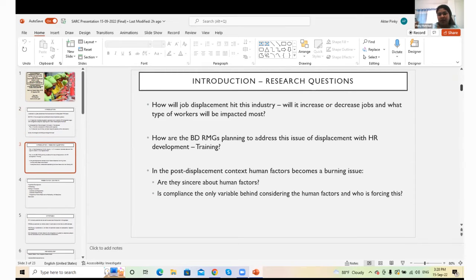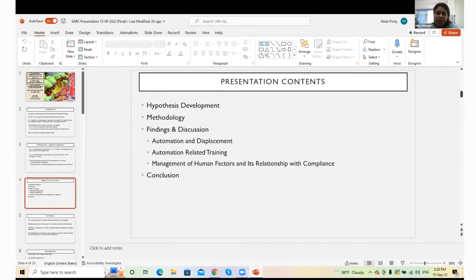I am trying to get the answers to these questions through my paper. The first research question is, how will job displacement hit this industry? Will it decrease or increase jobs? And what type of workers will be impacted most? How are the Bangladeshi RMGs planning to address this issue of displacement with HR development and training? And the third question is, in the post-displacement context, human factors become a burning issue. Are they sincere about human factors, or is compliance the only variable behind considering human factors, and who is forcing this? These are my contents today: hypothesis development, methodology, findings and discussion, and after that, conclusion.